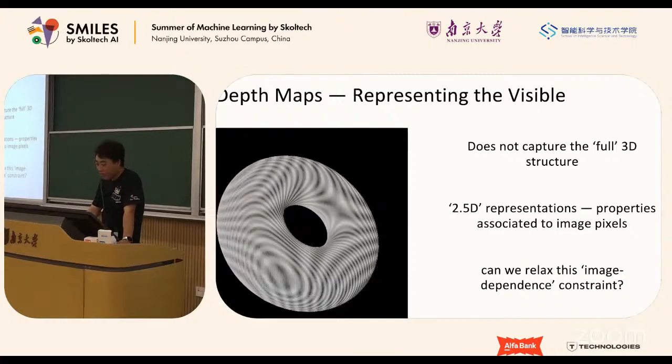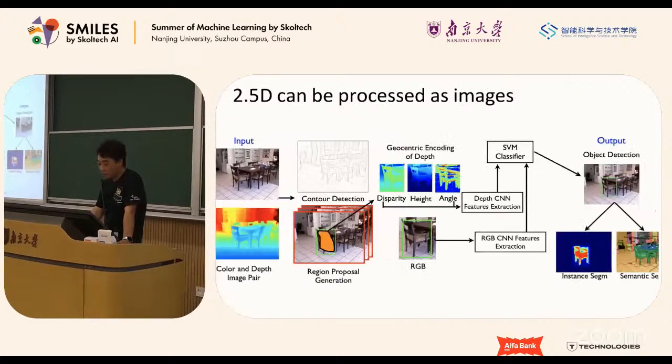The limitation is that a depth map describes only what is visible from one viewpoint. So we cannot know the shape of the invisible part, because we can only use an image to represent it. For this reason, the depth map is often called a 2.5 dimensional representation. It's not a 3D representation. The depth map can attach geometrical properties to a two-dimensional image grid.